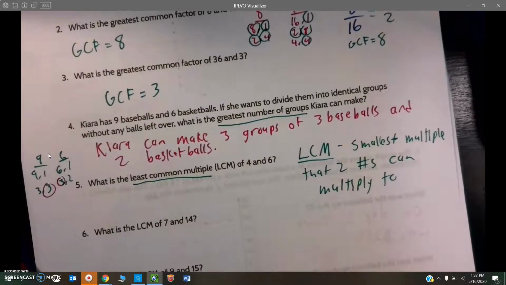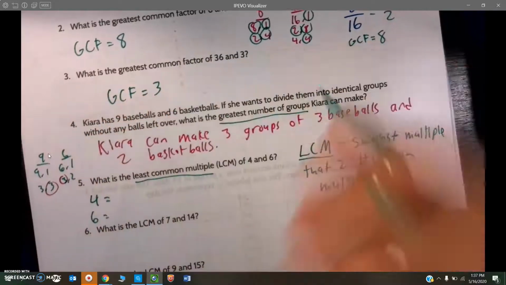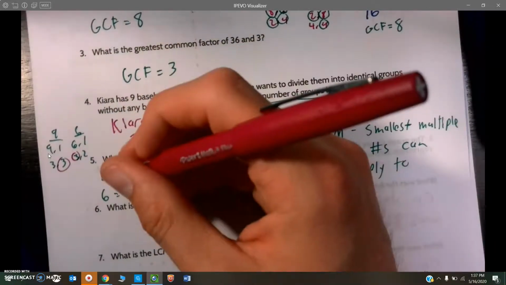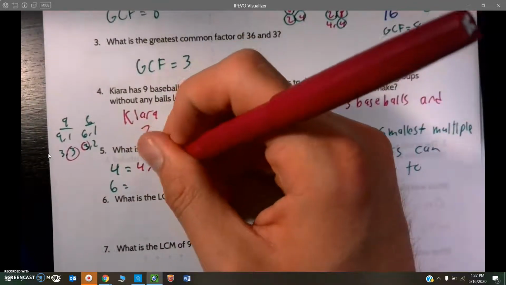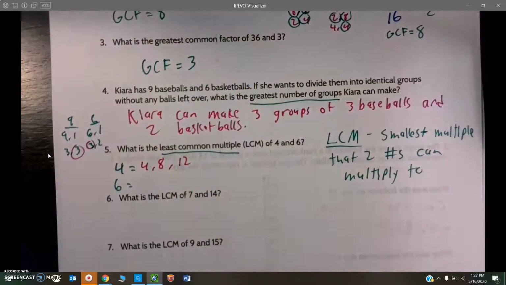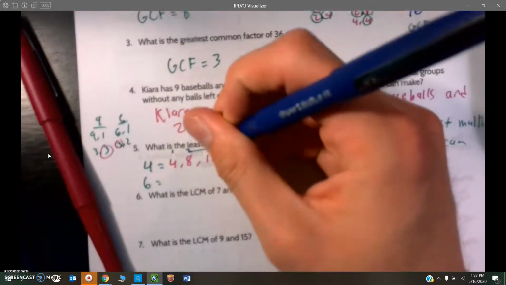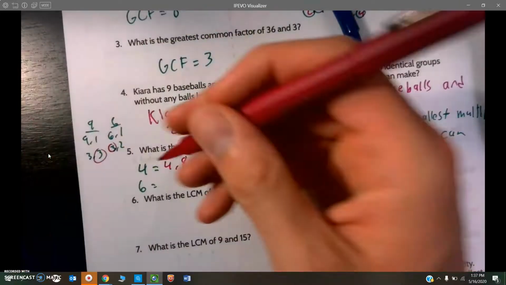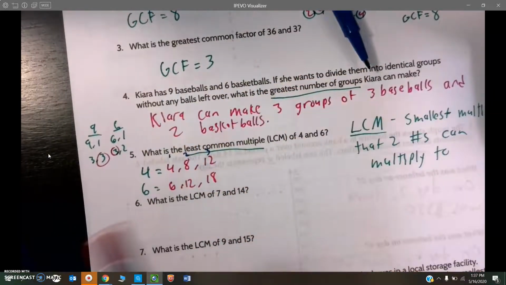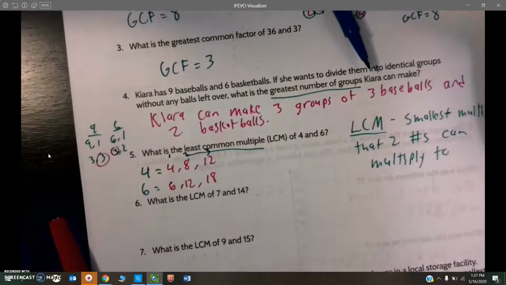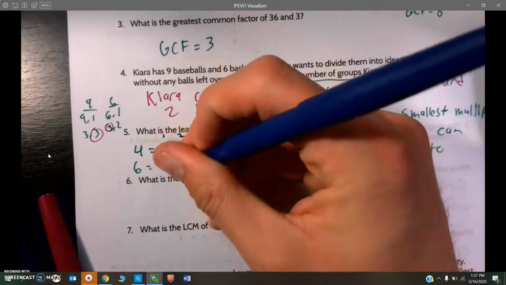So for instance, if we look at 4 and 6, we're going to go ahead and write a list. So 4, we'd have 4 times 1 is 4, 4 times 2 is 8, 4 times 3 is 12. I'm going to stop right there. So once again, that's 4 times 1, 4 times 2, 4 times 3. And then for 6, we'll do the same thing. 6 times 1 is 6, 6 times 2 is 12, 6 times 3 is 18. And what is the first number that they can both multiply to? 12.